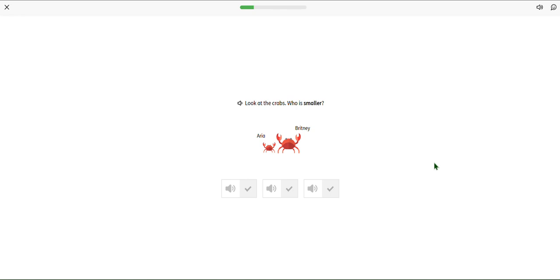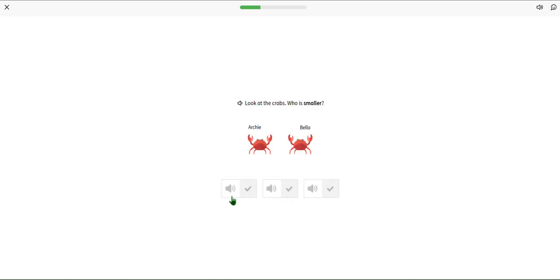Look at the crabs. Who is smaller? This one is the smaller crab, Aria. Aria is smaller than Brittany. Brittany is smaller than Aria. Aria and Brittany are the same size. So what I just did is, even though I knew my answer was the first one, I still listened to all of the answer choices.